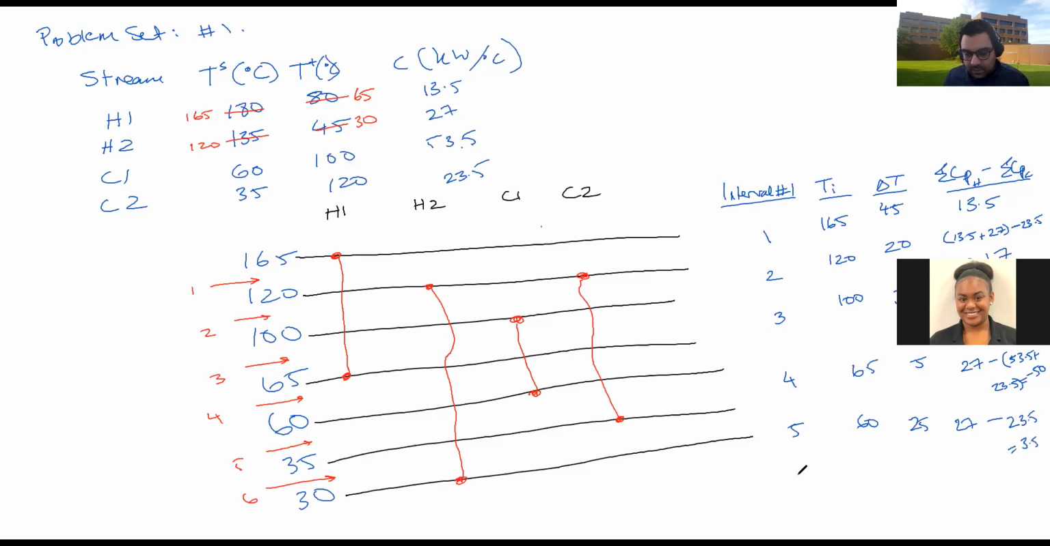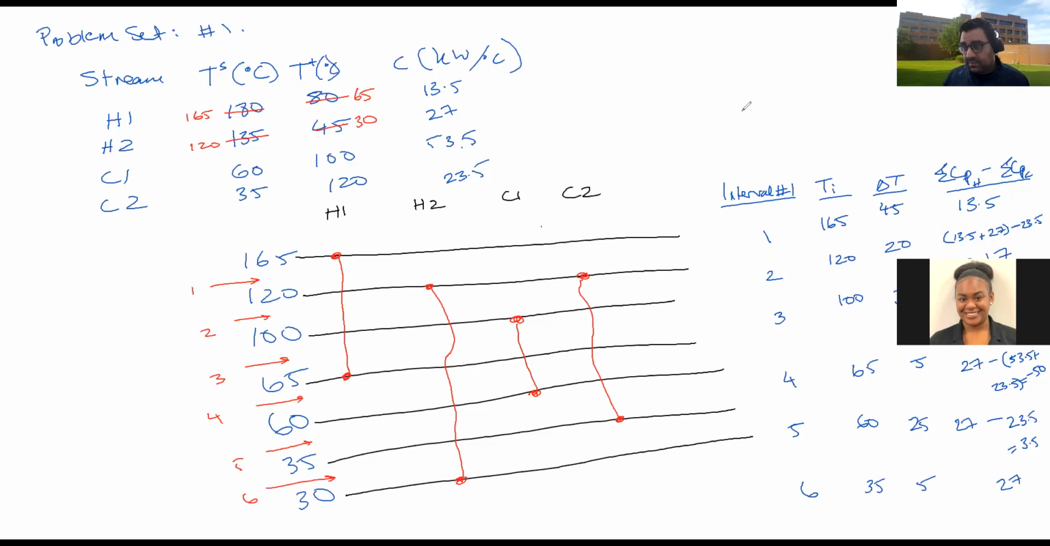And now let's go on to the last interval, sorry, interval number 6, which is right here. Initial temperature is 35, delta T is 5, and summation of Cp hot minus Cp cold. I only have one hot stream, H2, which has a heat capacity of 27. Okay, so now I populated my interval table.